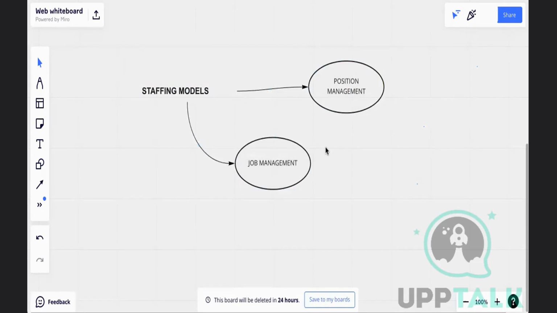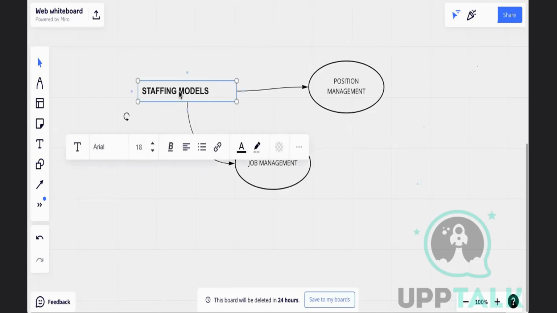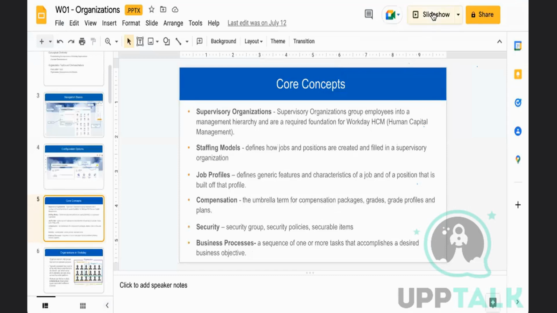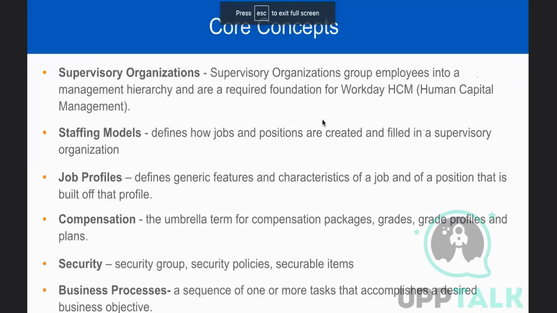So you can make a note. I know in writing it can be in a better format, but excuse my creativity here, this is how you need to make note on staffing models. There are two types: position management and job management. As of now, just make a note of this and we'll talk a little later. Basically, these models define how we hire people, how the jobs and positions are created.